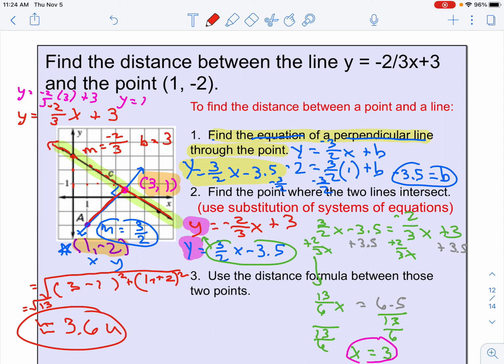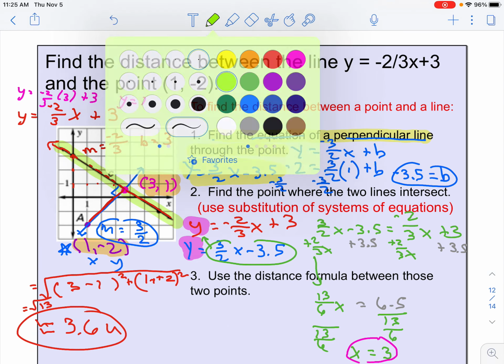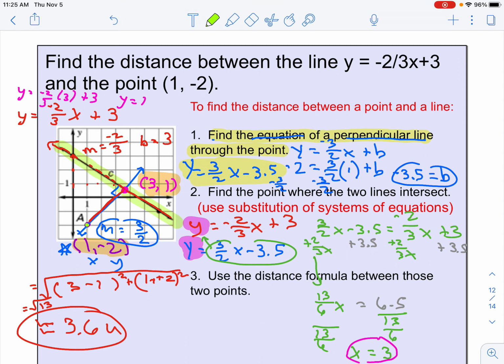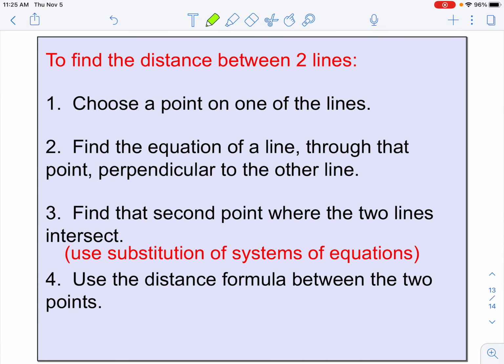So this is a pretty involved problem. Now sometimes you can luck out and use your slopes to get to another point and not have to do that whole substitution thing. If we know this is the point A, and we also know that the slope is 3 over 2 because it's perpendicular to the other slope, we can actually just go up 3, 1, 2, 3, and over 2, and we could get that intersection point that way. And that would have been a lot simpler, but as you know, sometimes those intersection points aren't going to be nice ordered pairs.